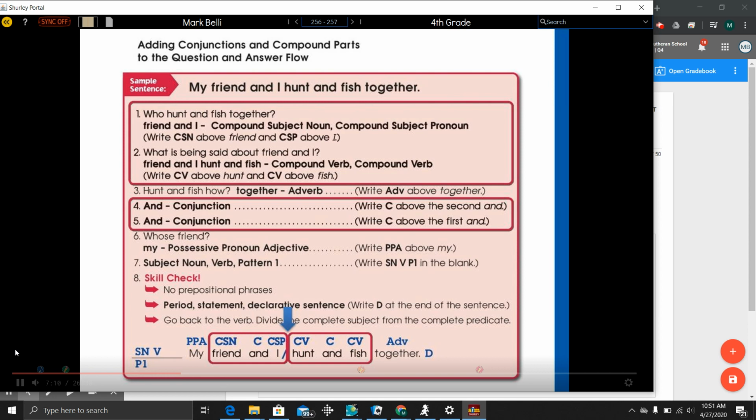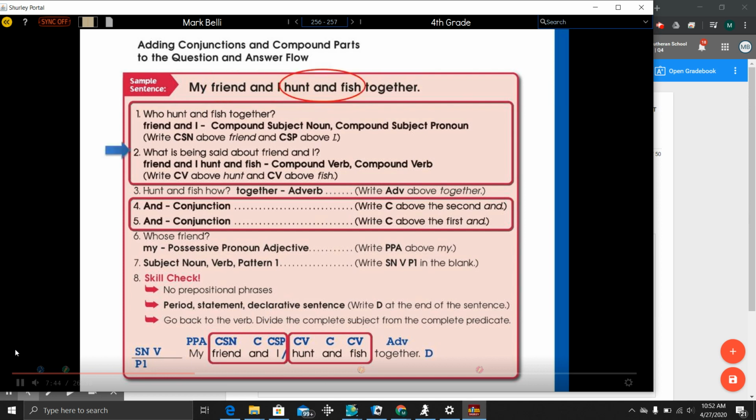Divide the complete subject from the complete predicate. I'd like you to zoom in on our compound subject, friend and I. Notice the script in number 1. Who hunt and fish together? Friend and I. Compound subject noun. Compound subject pronoun. It may seem a little funny to have a subject noun and a subject pronoun as your compound subject, but it's totally appropriate in our English language.